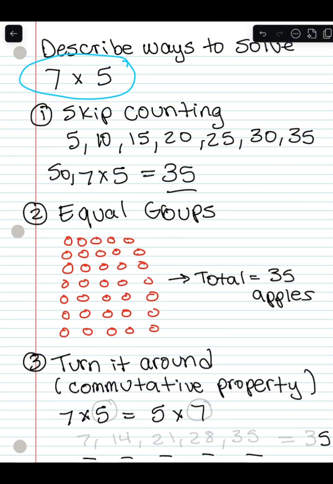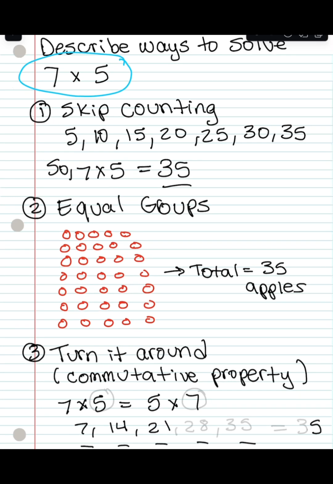And you could do the skip counting here, but with 7s this time. So you would do 7, 14, 21, 28, 35. So we did the same thing, except here we had 7 groups of 5 above, and now we're doing 5 groups of 7. So we have 1, 2, 3, 4, 5 groups, and each group has 7. So your total is 35.